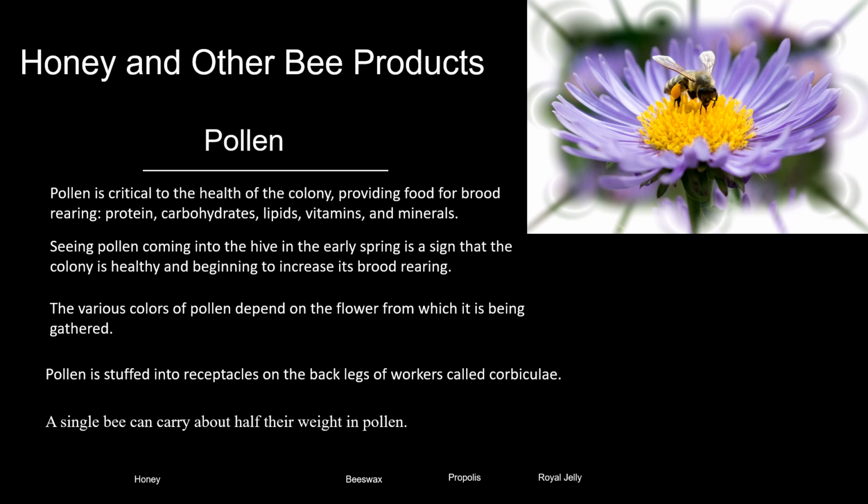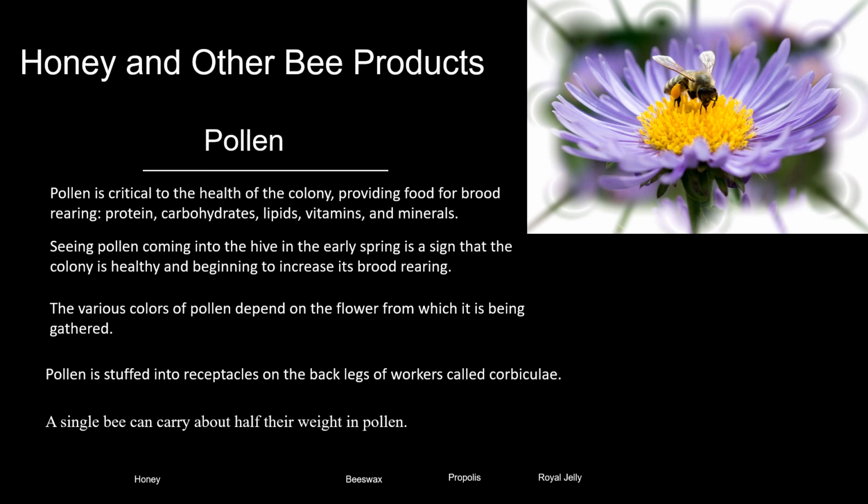Pollen is critical to the health of the colony, providing food for brood rearing, protein, carbohydrates, lipids, vitamins, and minerals. Seeing pollen come into the hive in the early spring is a sign that the colony is healthy and is beginning to increase its brood rearing.